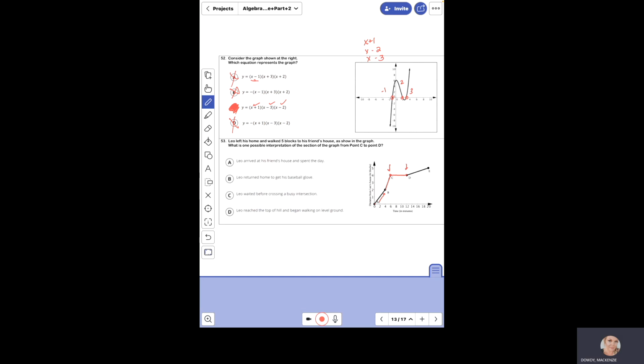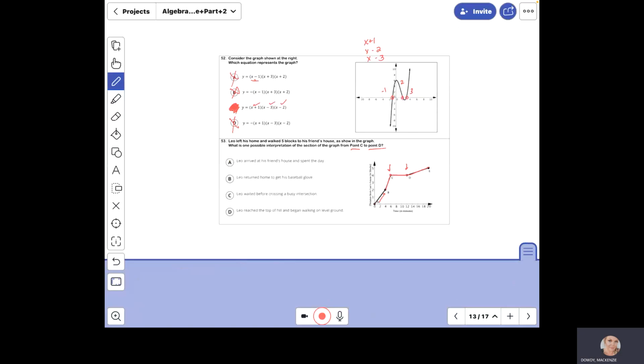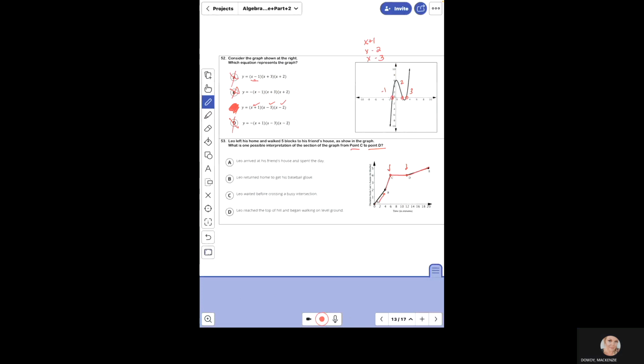So that's what we're looking for. What is one possible interpretation of the section from graph point C to point D? A, he arrived at his friend's house and spent the day. Well, I'm going to say no, because after that 6 minutes, he keeps going. So that wouldn't be it. He returned home to get his baseball glove. Well, if he returned home to get his baseball glove, our graph would have gone back this way and then back up as he left again. So no.